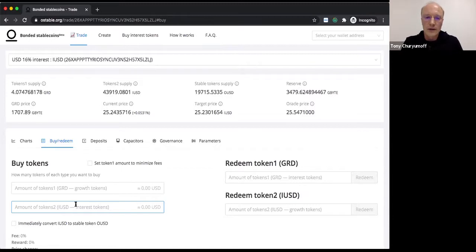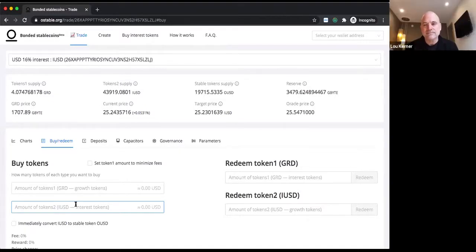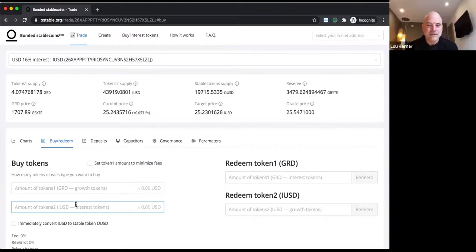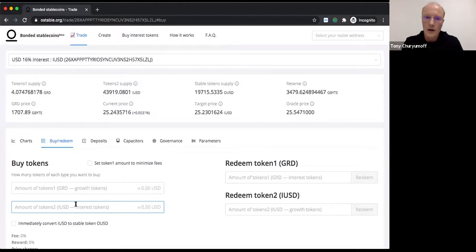And in bonded stablecoins, you don't have that at all because there is no debt. You just buy those stablecoins and you have them, and you don't have to watch those CDPs that you issued and add collateral in order to ensure that they're not liquidated.